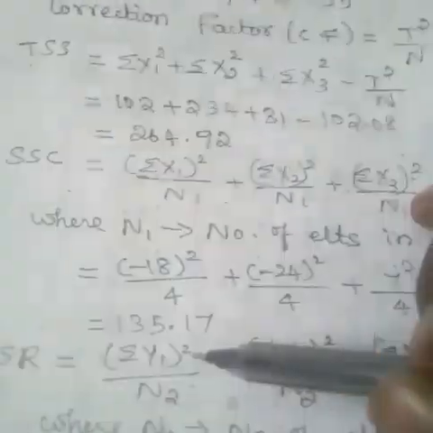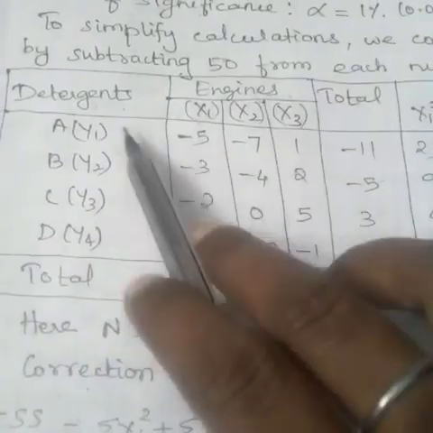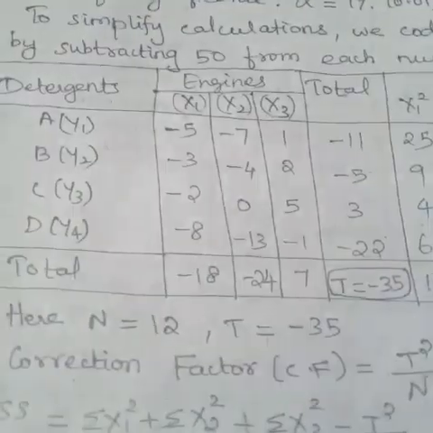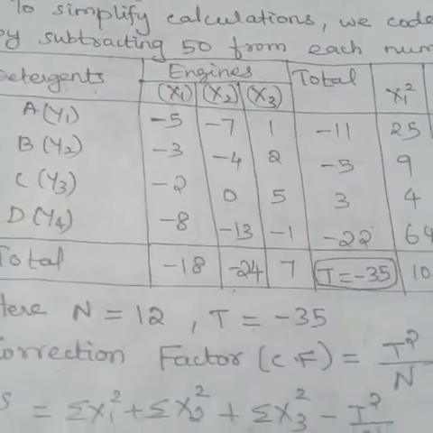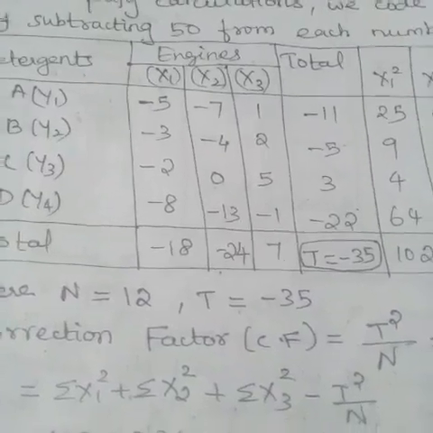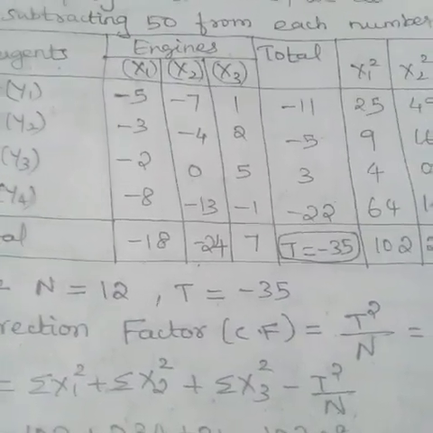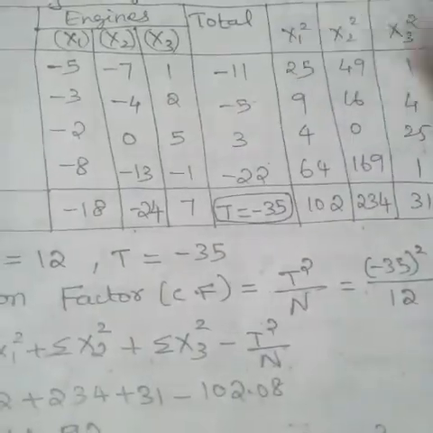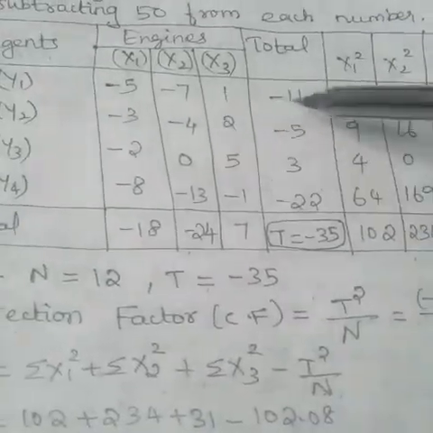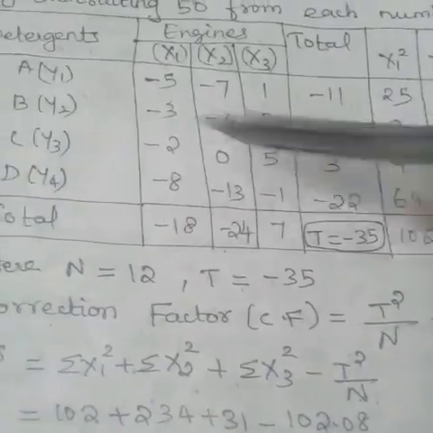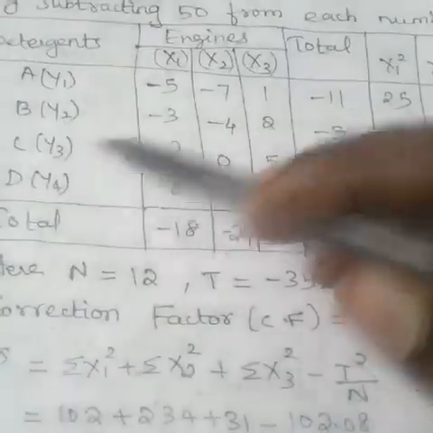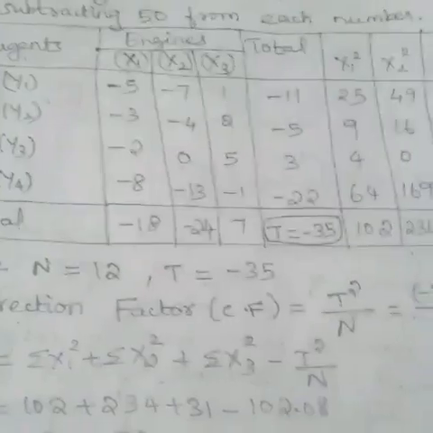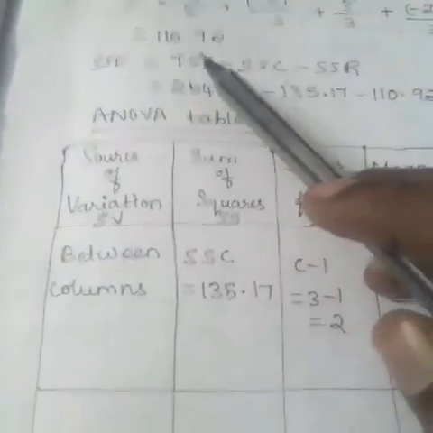That is SSR, meaning we have row values. So we have 4 rows, y1, y2, y3, y4. That means 4 detergents. The detergents are arranged row wise and engines are arranged column wise. So from the table we get summation y1 total is minus 11, y2 total minus 5, y3 total 3 and y4 total minus 22. All the values are substituted here and simplified, we get SSR value.